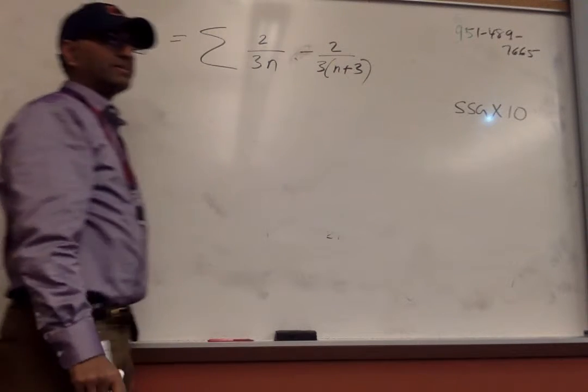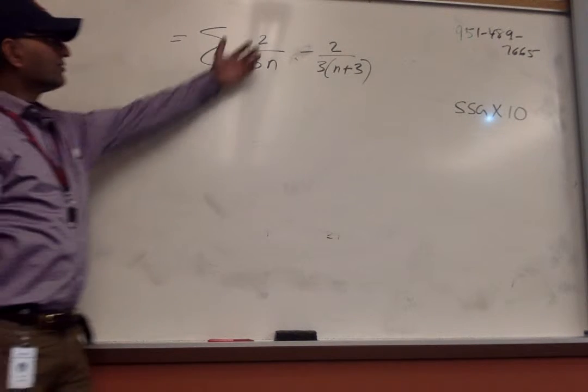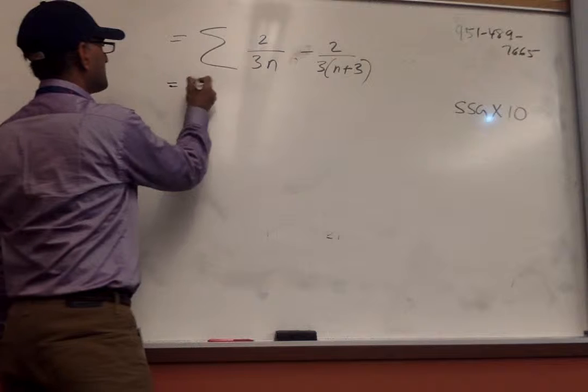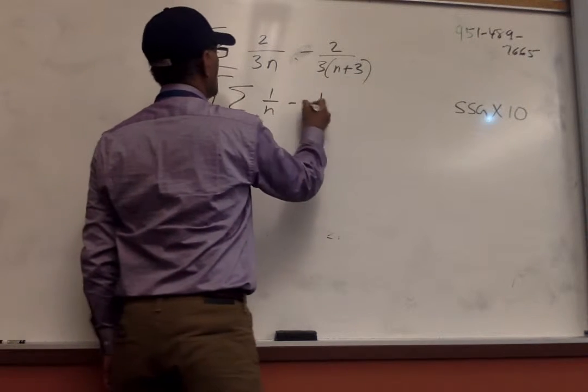Now in the other class I showed them a trick. Look at the board please. I'm going to factor out the 2/3, so the problem becomes much easier: 2/3 summation of 1 over n minus 1 over n plus 3.